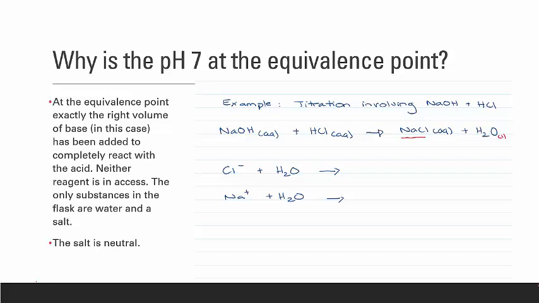Now, if we put sodium chloride in water, it's going to break up into sodium ions and chloride ions. And neither of those ions are going to react with water to any significant extent to produce either hydroxide ions or hydronium ions. So that's why that salt is actually neutral. So if we add sodium chloride to water, the pH will be 7.